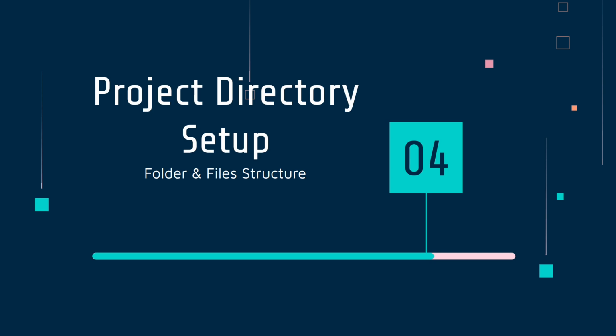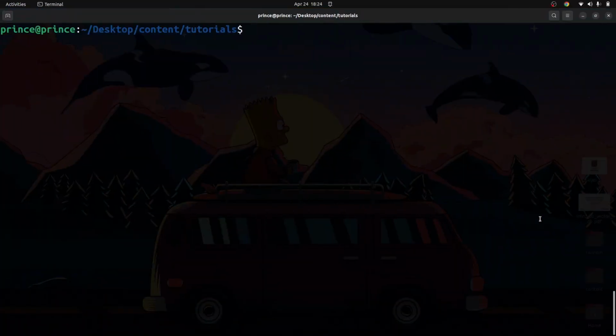So you need to set up a project directory. So how do we do that in FastAPI? To do that, let's move on to the terminal. I have my terminal open right here, so feel free to use anything that you're comfortable with. I'm on a Linux machine, so I'm going to be using the terminal.